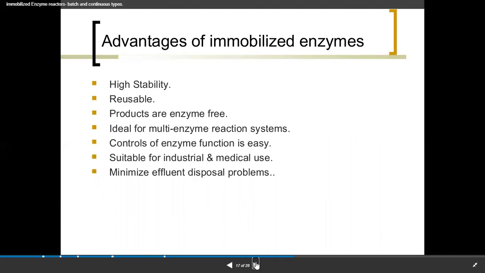So what are the advantages of immobilized enzymes? They are highly stable, they are reusable, the products are enzyme free, and they are ideal for multi-enzyme reaction systems. Control of enzyme function is very easy, and they are suitable for industrial and medical use. Minimal effluent disposal is very important, which is a very big problem because effluents cannot be disposed of anywhere.